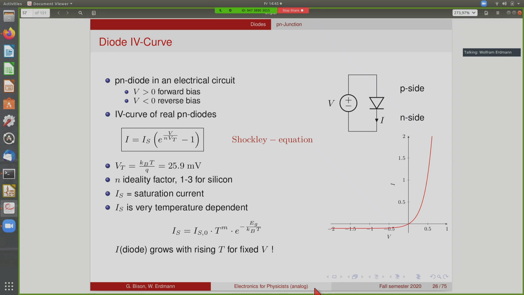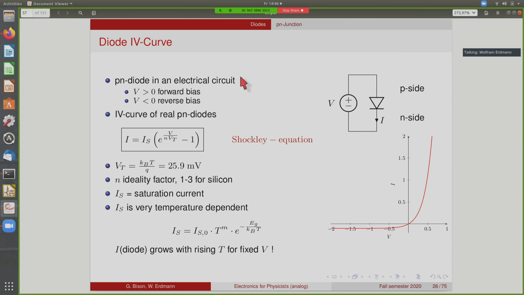Okay, so let's continue. So now we'll look at the circuits with diodes, with junction diodes. The symbol of the diode is the same. So we have this triangle with a bar, and where this line is the N side, and on the flat side of the triangle we have the P side.